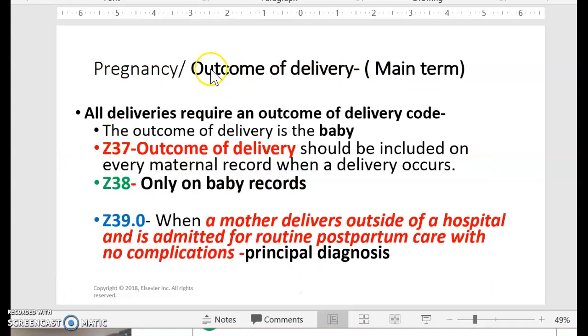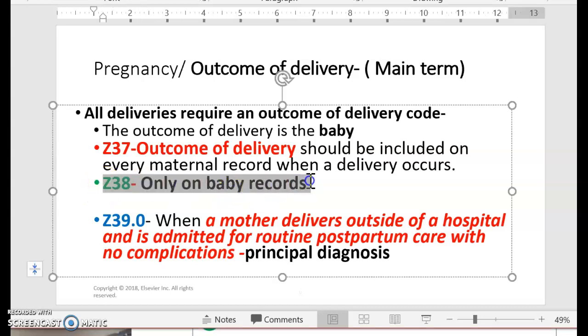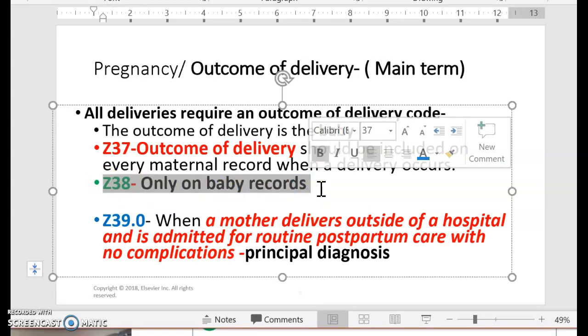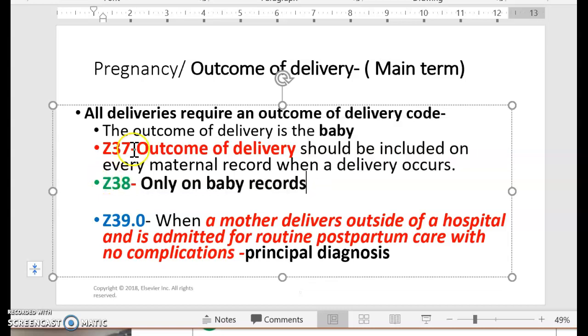Now remember, I spoke about outcome of delivery, which is the main term in situations when we are discussing the delivery of a baby after the pregnancy. Z37 is the outcome of delivery that should be on every mother's record, especially if it's a normal baby. Z38 is not for the mother at all. This goes on the baby's record. So make sure you are not using Z38 for the mother's codes, and this sometimes can be confusing and a tricky question on the CPC exam.